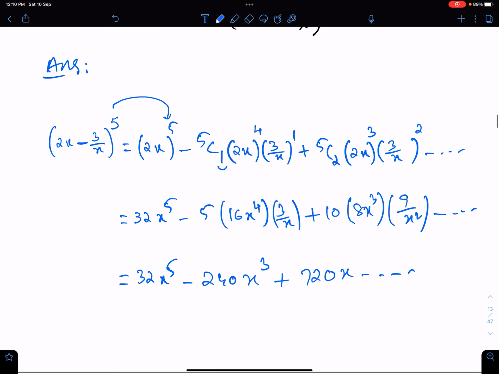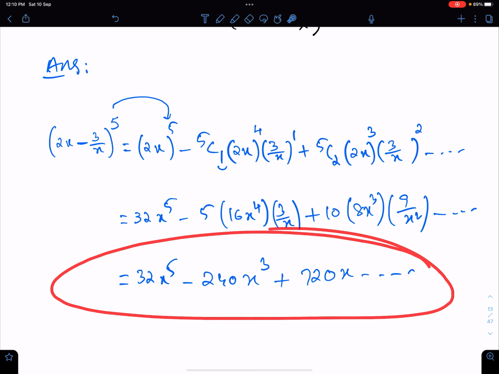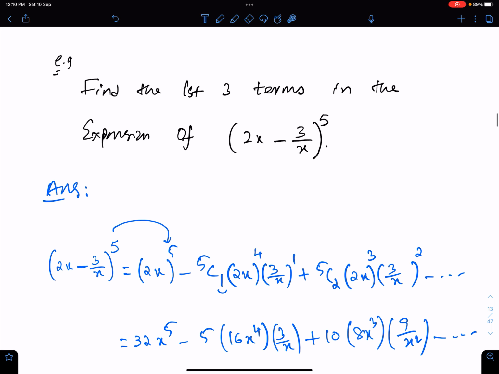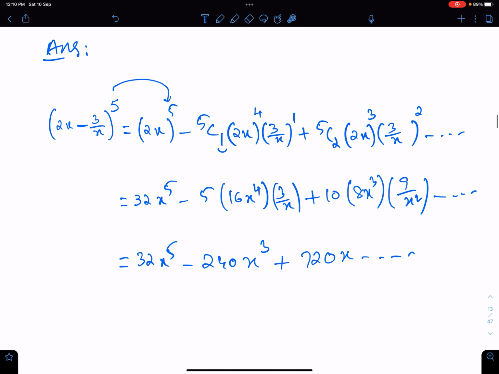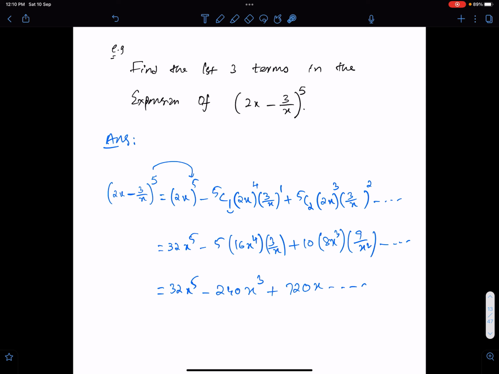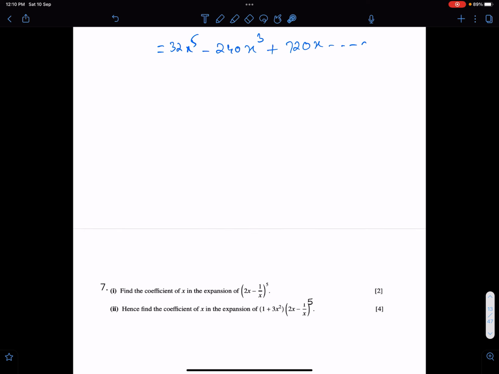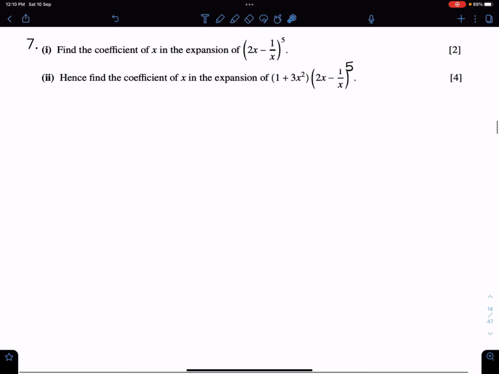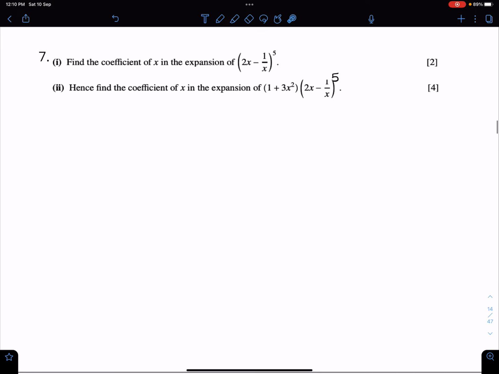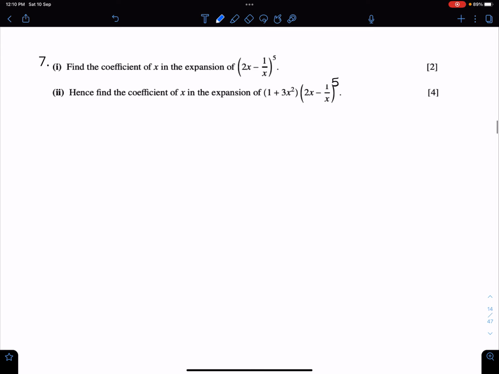So that's the final answer. We had to find the first three terms. Next question, number 7 from my worksheet. Find the coefficient of x in this expansion. And the second part, hence, find the coefficient of x in this expansion.